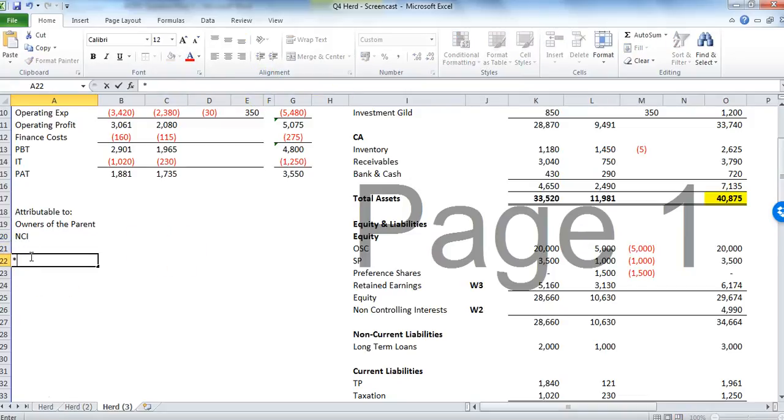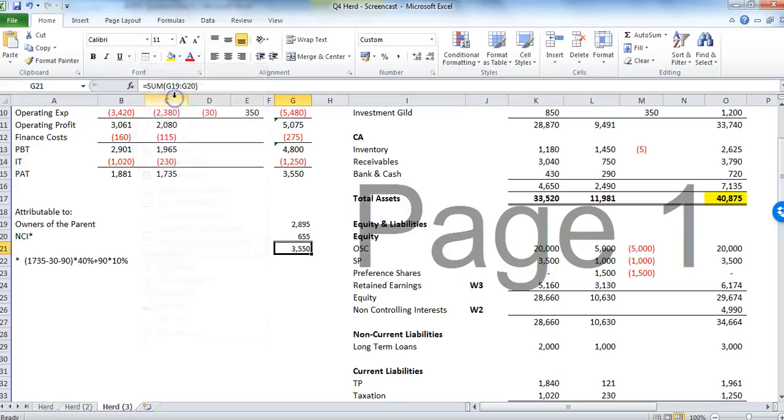So the NCI figure here is actually going to be the sub profit minus 30 for the depreciation adjustment, which hit the subs accounts. Take out the preference dividend, because that is at a different percentage, and put it on at 10%. So here it will be 1735 minus 30 minus 90 times 40% plus 90 times 10%, which is 655, and then the balance will be from the parent. So that's important. There will be a good few marks going for to show that split number one, and also to actually get the accurate calculation.